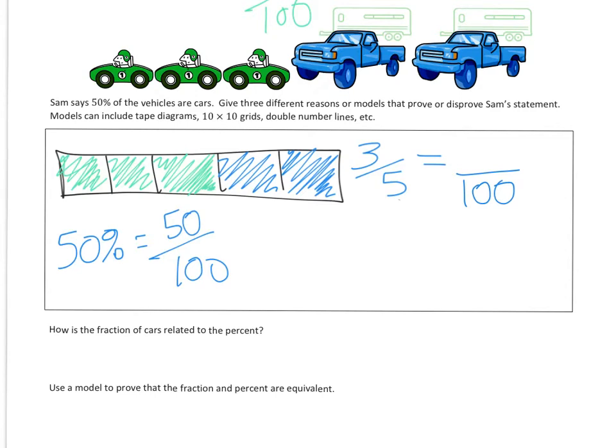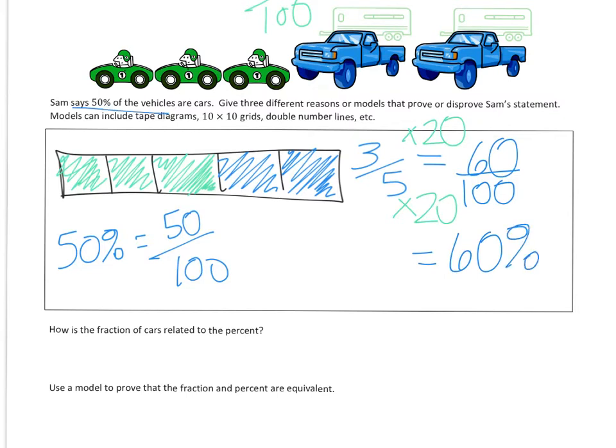So we multiplied the bottom by 20, so we have to multiply the top by 20. So 3 times 20 is 60. So we have 60 100ths, or 60%. So is Sam right? Sam says 50% of the vehicles are cars. Nope, Sam is wrong. 60%. Sam is wrong. Bummer, Sam.